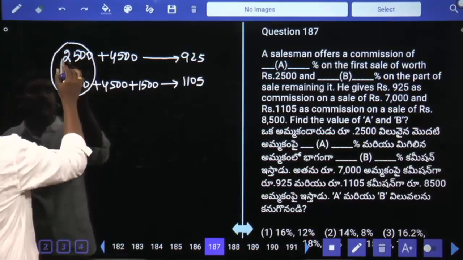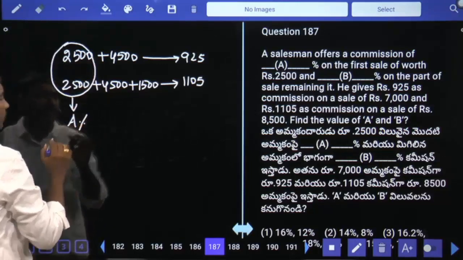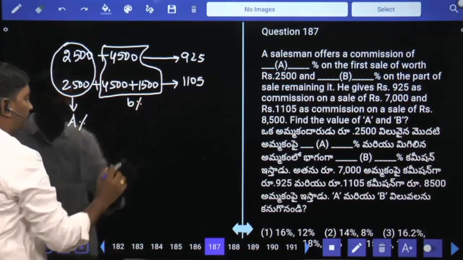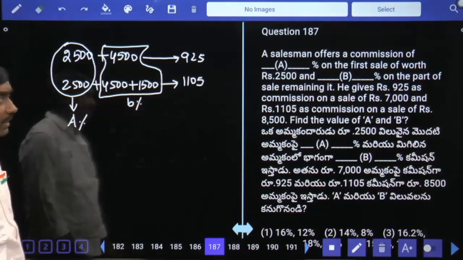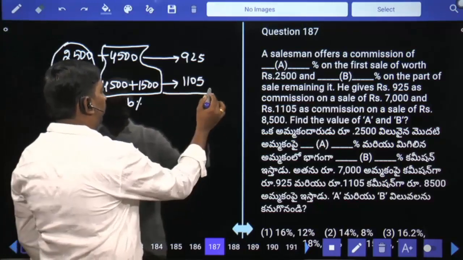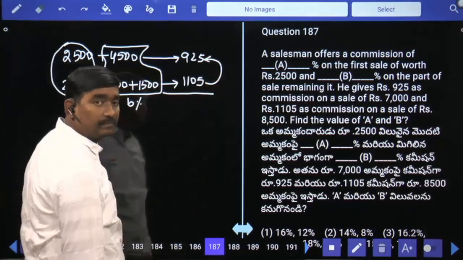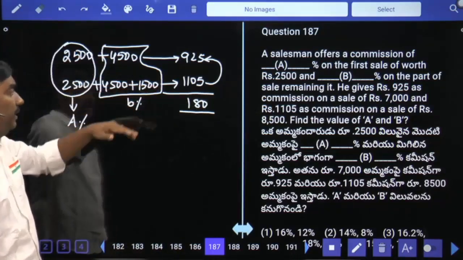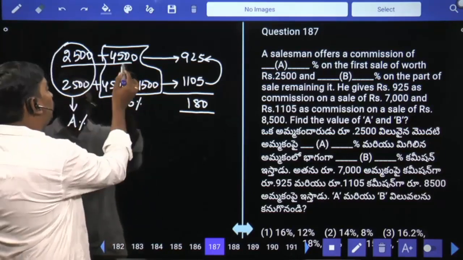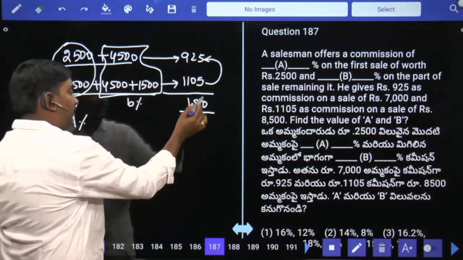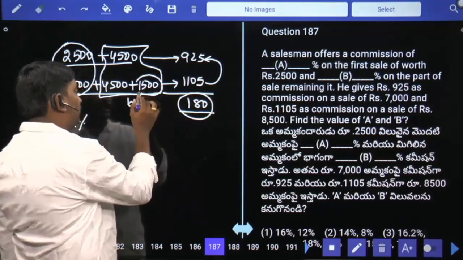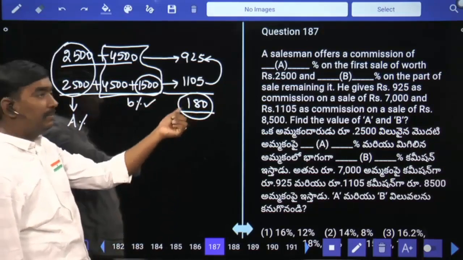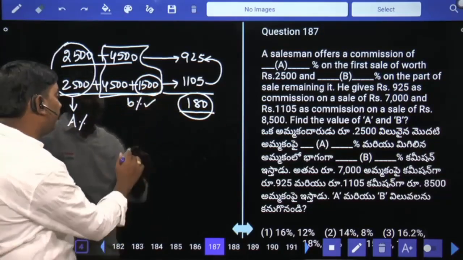On this 2500 the commission is A percent. On the rest of the values there is a commission of B percent. We just need to find out what A and B are. The difference between 1105 and 925 is 180. The difference between the principals is 1500. So this 180 rupees is nothing but interest on this extra 1500 at the rate of B percent.